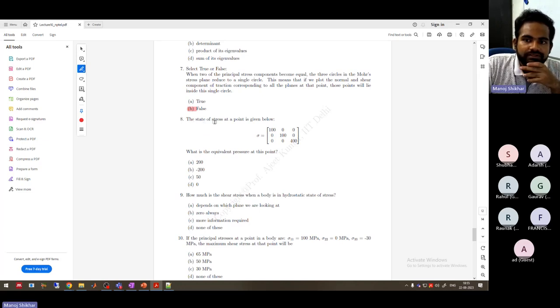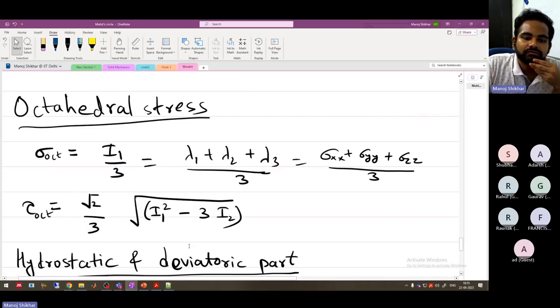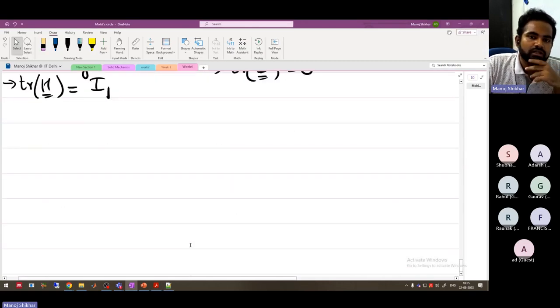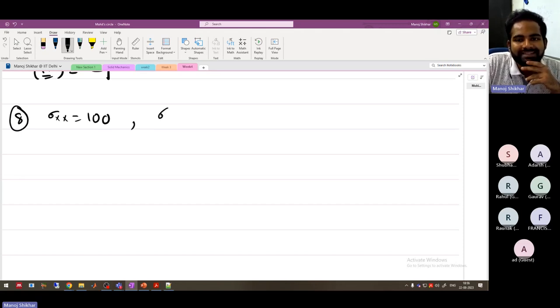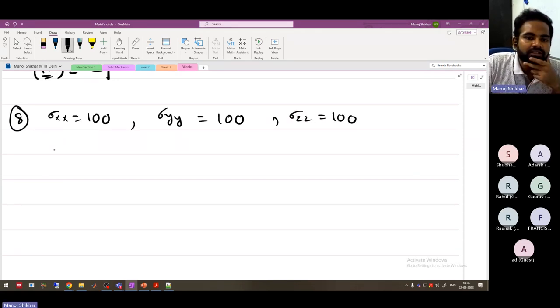The question is: the state of stress at a point is given below, 100, 100, 400. What will be the equivalent pressure at this point? So this is a tricky question. I think a similar question was asked by Kiran last week. So we are given sigma xx equal to 100, sigma yy equal to 100, and sigma zz equal to 100. So the equivalent pressure will be.